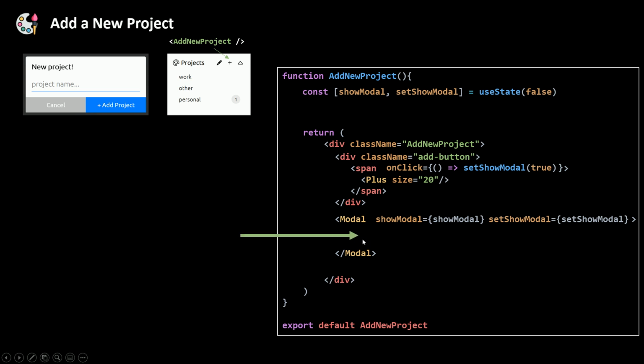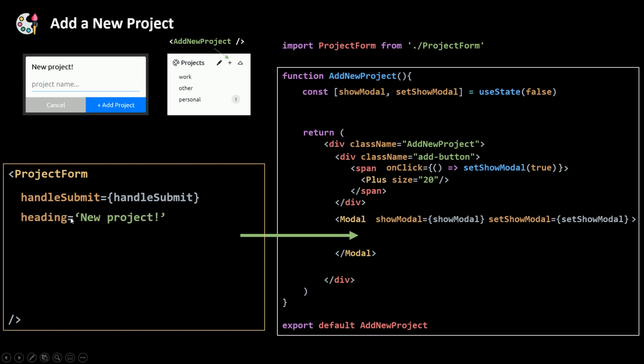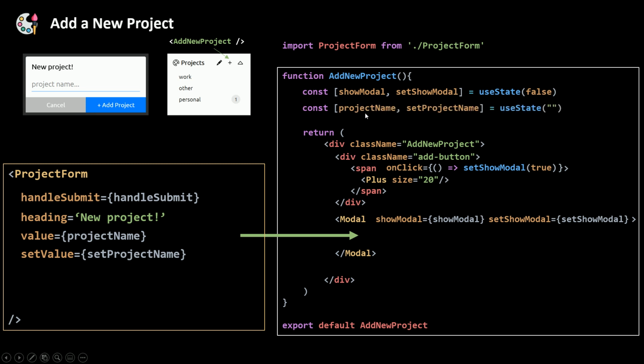Now inside of the modal, we're gonna just render our project form, and of course we need to import that first. Now our project form needs some props, the handle submit function, we need to create that here, and then the header, it's gonna be new project, then a value, it's gonna be a project name, and then a set value, it's going to be a set project name. So we need to create some state, so I'm going to go and create that project name, set project name, and initialize it with an empty string.